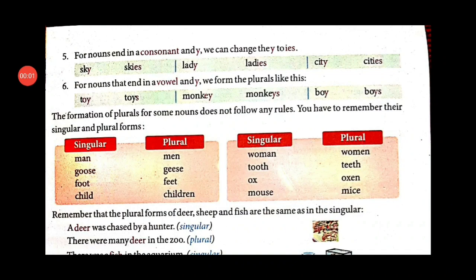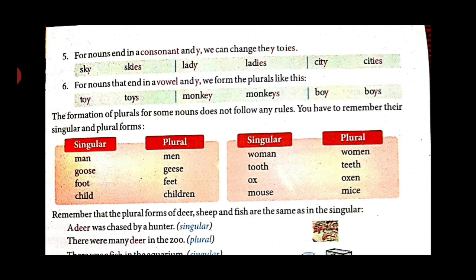Now in the sixth point, whenever nouns end with a vowel, children, vowel A, E, I, O, U and a Y, then we add S to it and it becomes plural. Okay, see, toy. O is there as a second letter. O is a vowel. Okay, and Y. So we change it into plural form by adding S to it, toys.